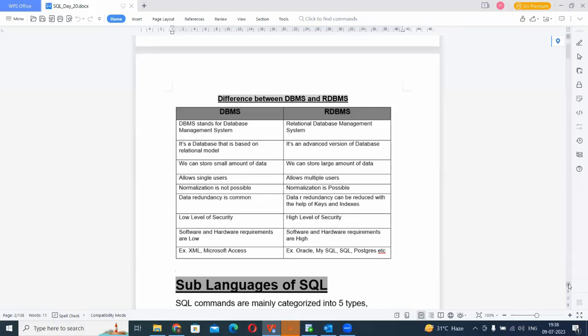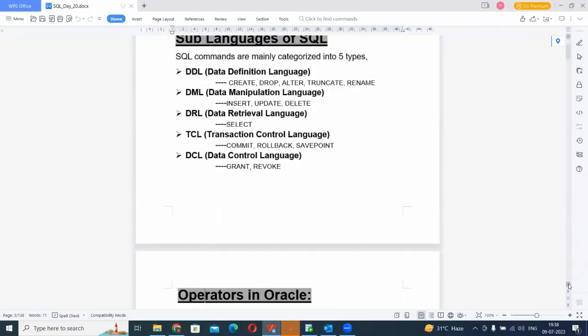Yeah, so now let me explain what the sublanguages present in SQL are. The SQL commands have been mainly categorized into 5 types. What are they? They are DDL. DDL stands for Data Definition Language. And what are the commands that fall into the category of DDL? They are create, drop, alter, truncate and rename. These are the commands that fall into the category of DDL.